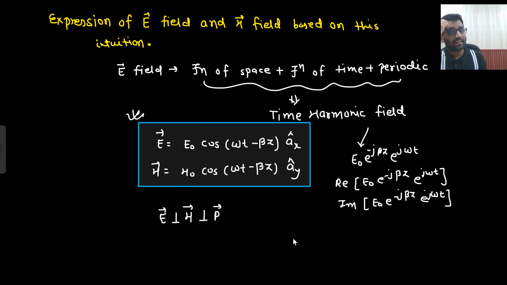Because I know this is a time harmonic vector field, because it is a function of space, function of time, and it is periodic as well. For a time harmonic vector field, I know how to write the expression: E to the power minus j beta z, e to the power j omega t. Then the real part I can take, or the imaginary part. For analysis purposes, I will always take the real part.